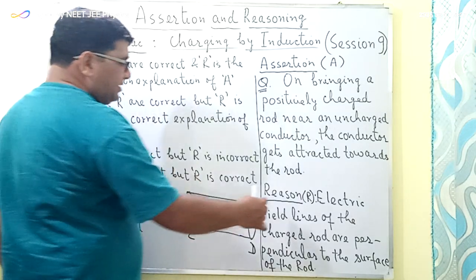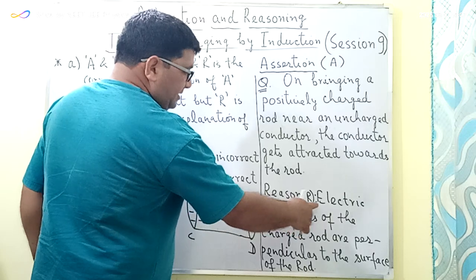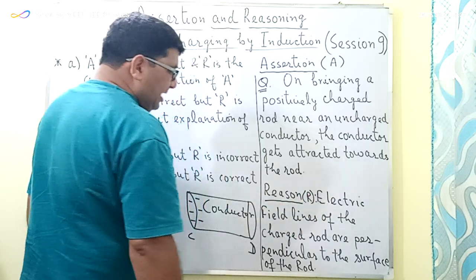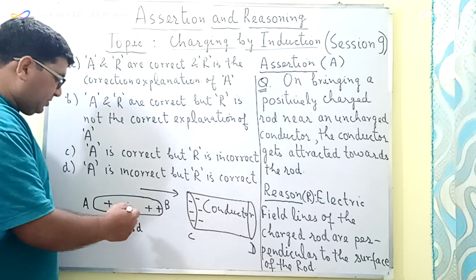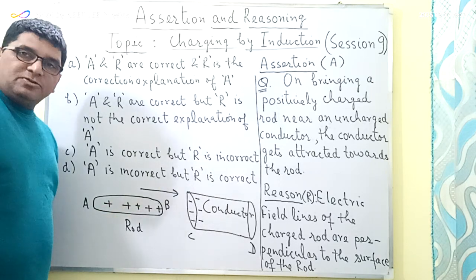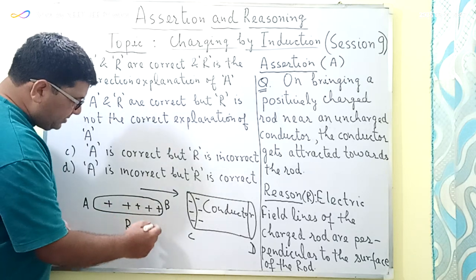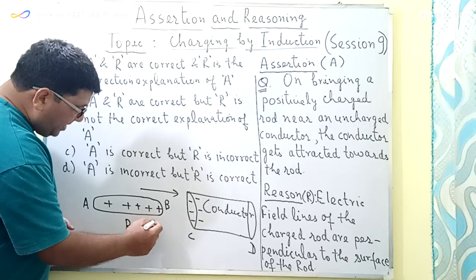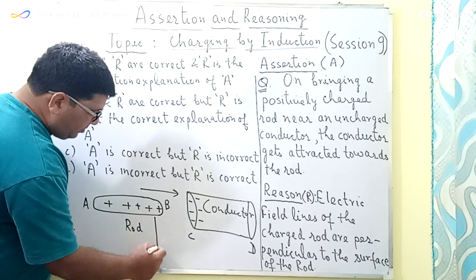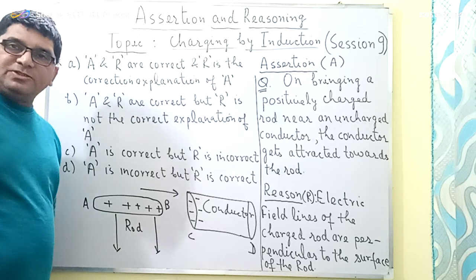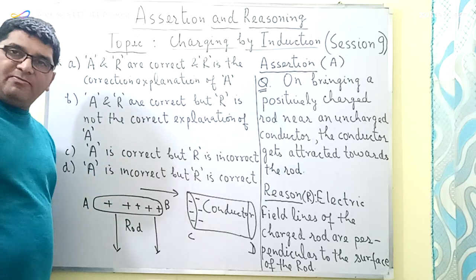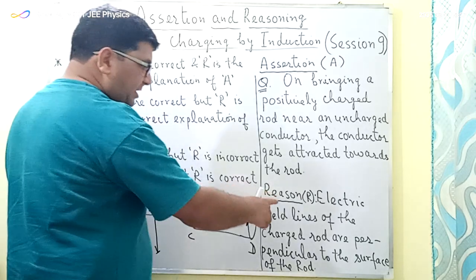Now let us come to the reason. In the reason, it is written that the electric field lines of the charged rod are perpendicular to the surface of the rod. So, this is a positively charged rod. We know that the electric field lines will be directed away from the rod and it will be perpendicular to the surface of the rod. So, this reason is correct.